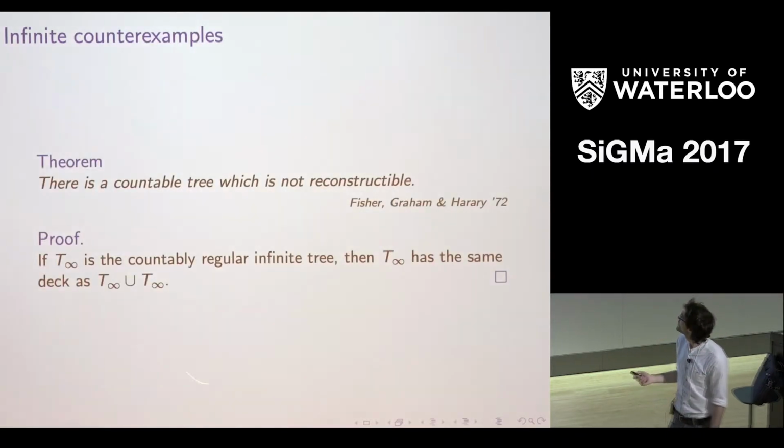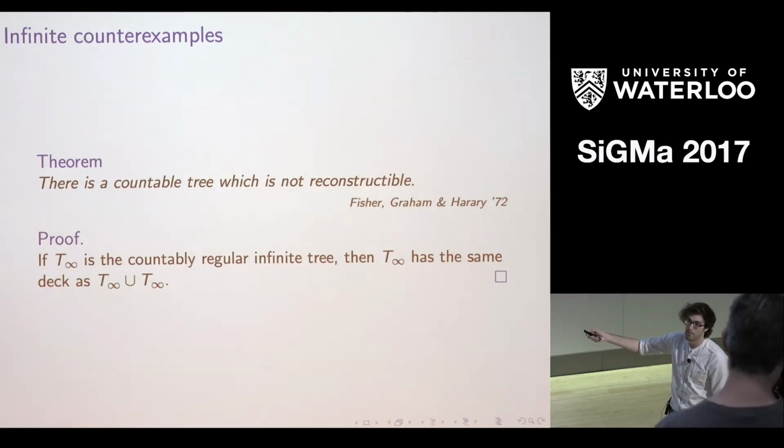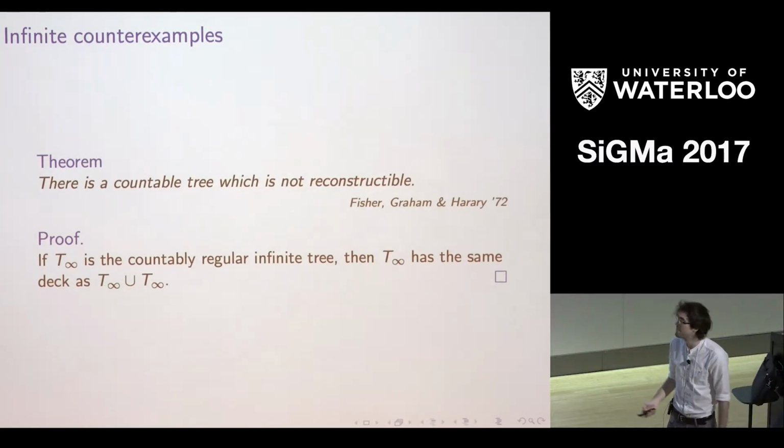What Fisher, Graham, and Harary noticed is that if we considered, instead of just the tree, the graph composed of a disjoint union of 2 copies of this tree, the same thing will be true. If we remove a vertex from either copy of this tree T infinity, that copy will split into countably many disjoint copies, and this extra one here really won't make much difference to the isomorphism type.